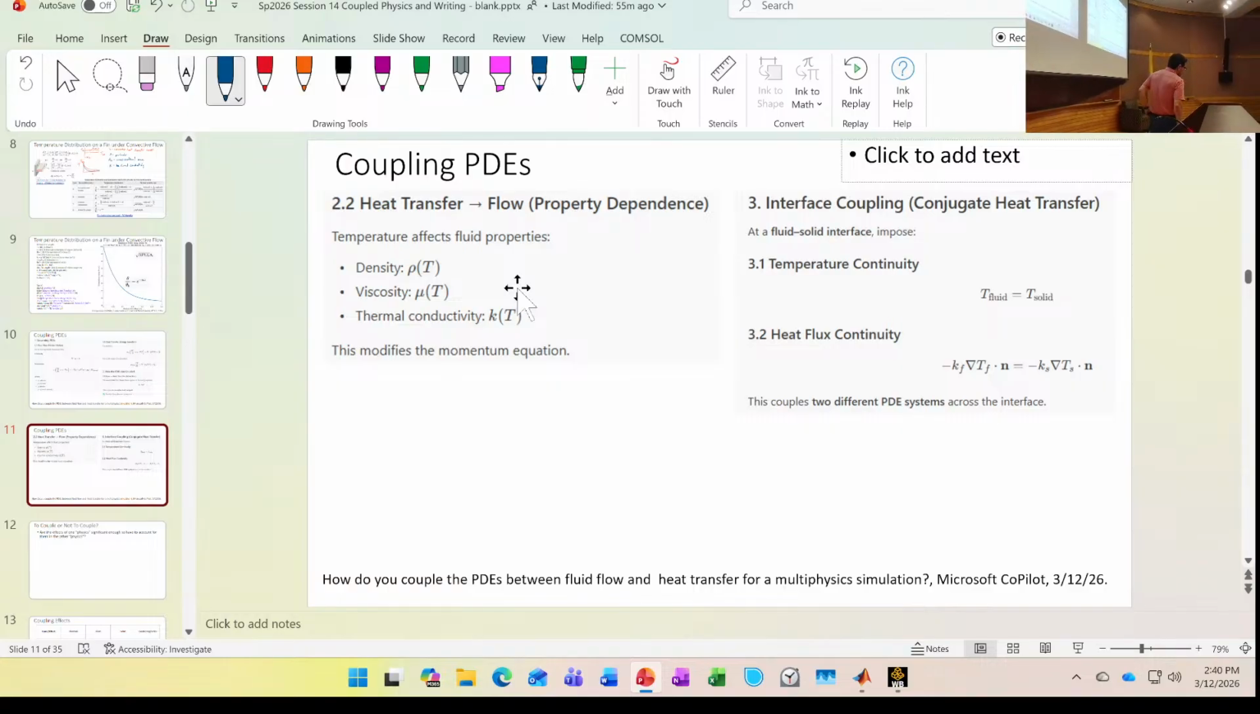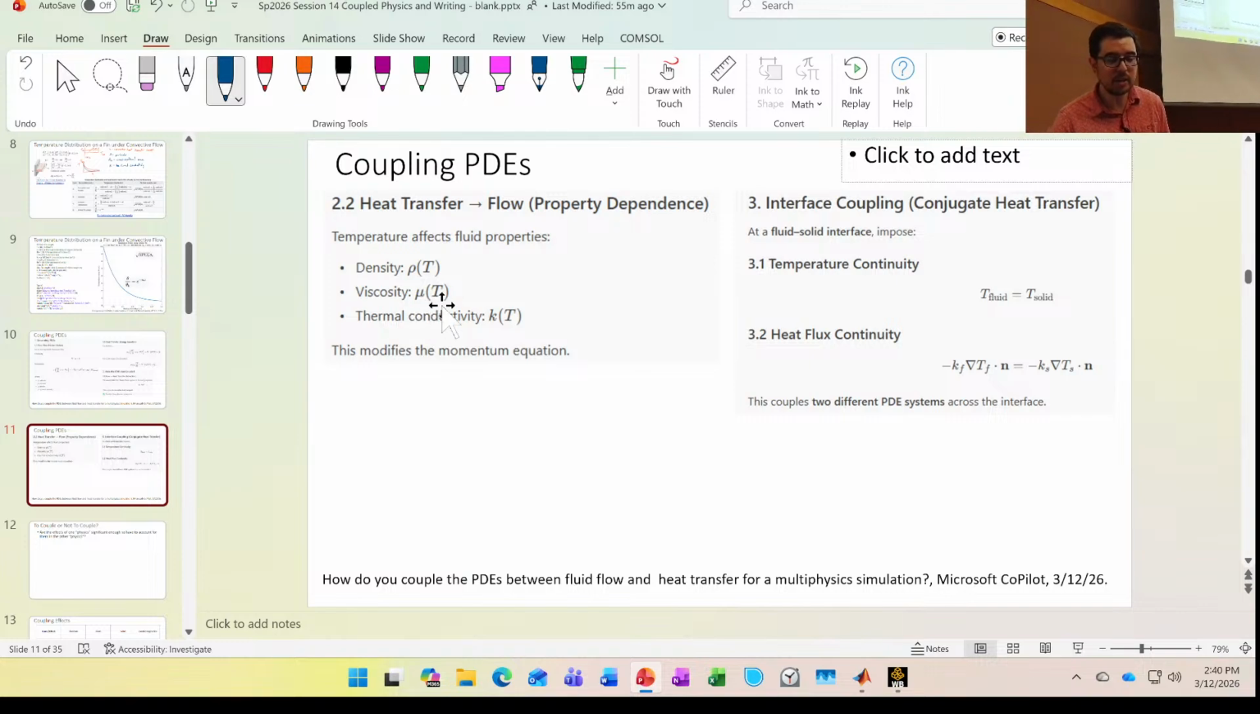The neural networks, the language models, they make some good points. Look, the density is dependent on temperature. The viscosity is dependent on temperature. Okay, thermal conductivity is dependent on temperature, right? So you would have to keep track of all those things.